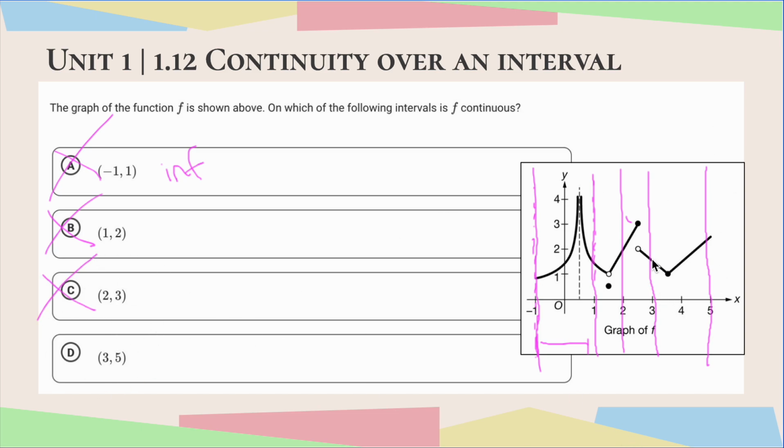And finally, 3 to 5, this all looks good, right? I can draw my pen along this function without lifting it up, which is a quick little shortcut to use to test for continuity. So the correct answer choice here would be answer choice D.